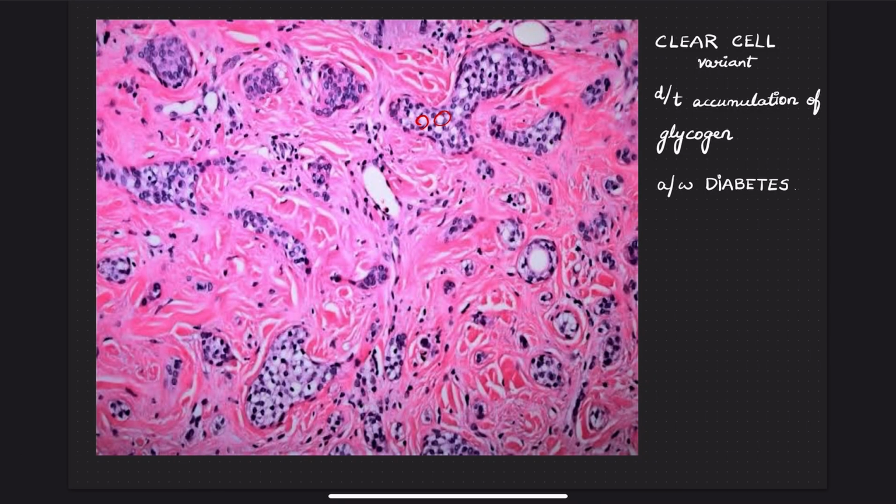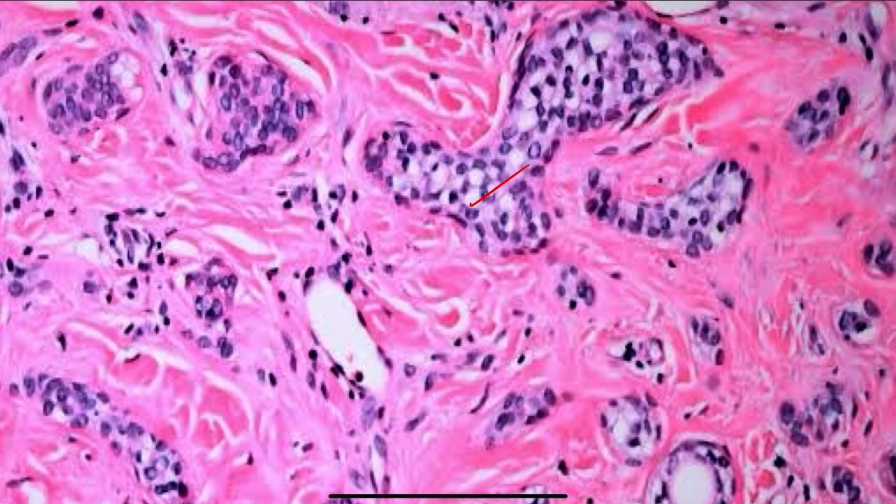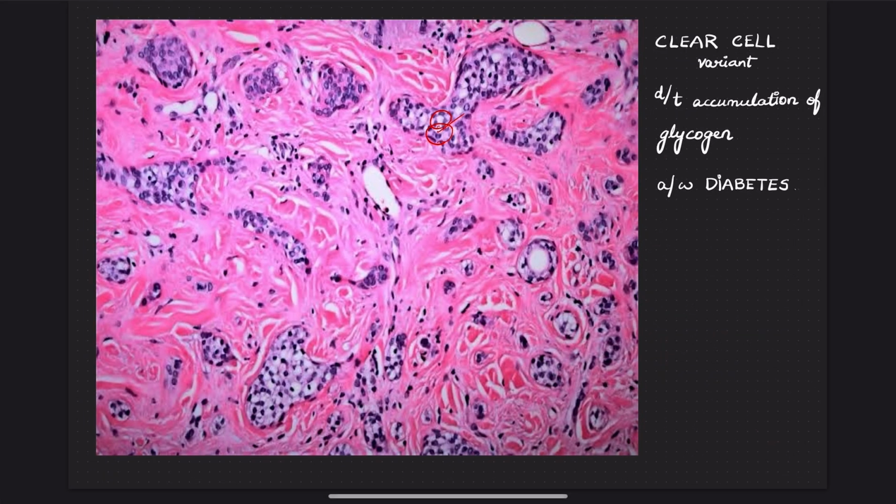This is one of the variants of syringoma. It is called the clear cell variant. Clear cell because the basaloid cells have clear cytoplasm. It is due to accumulation of glycogen. Because of glycogen, the cells appear clear. The most common association is diabetes. Most commonly, diabetic patients show this clear cell variant of syringoma.